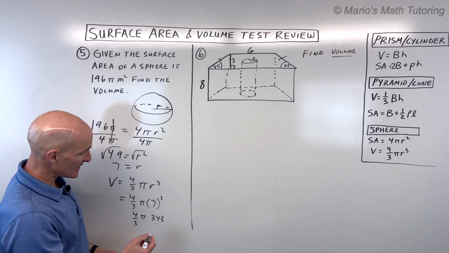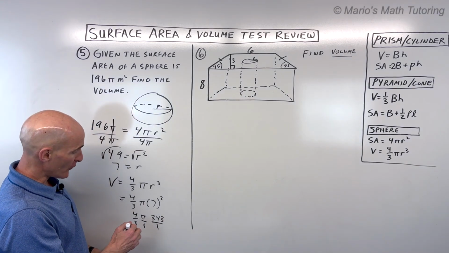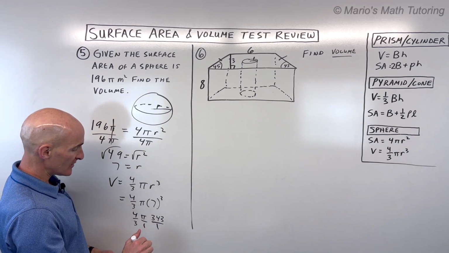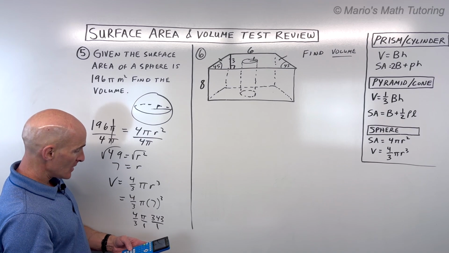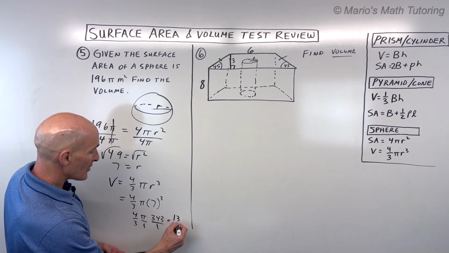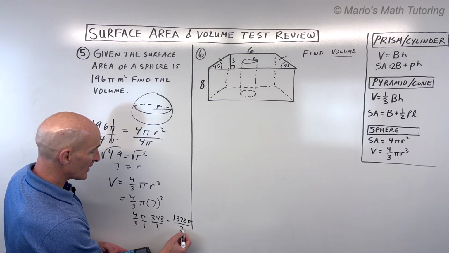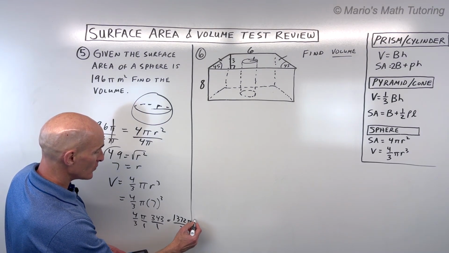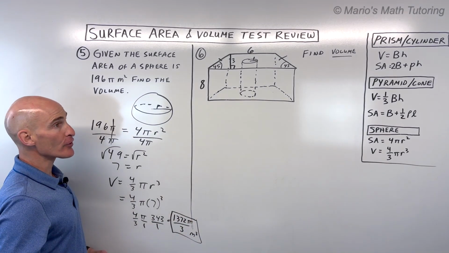Now, here's a little technique. Sometimes when I have a whole number, I just put it over 1 to treat it like a fraction, so I can multiply the numerators together and the denominators together. It just kind of helps everything line up a little bit nicer. So this comes out to 1,372 pi over 3. And that's going to be meters cubed since it's volume. So that's an exact answer for your volume.